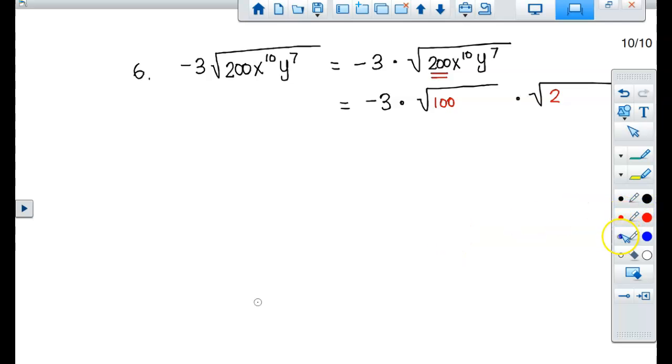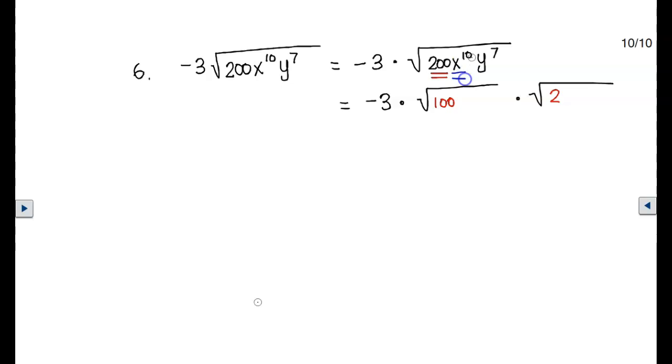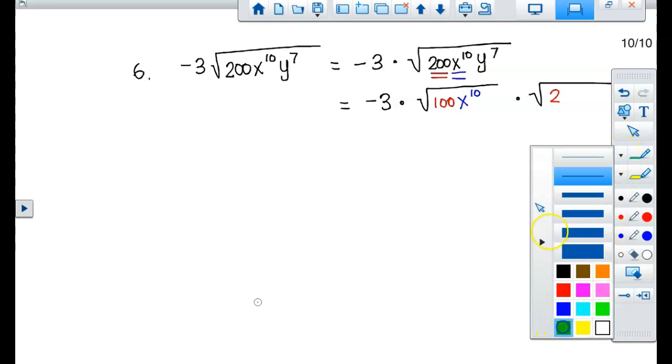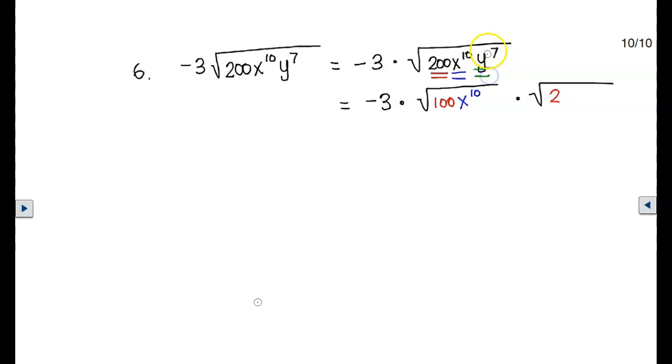All right, on to the variables. x to the 10th has an even exponent, so he is a perfect square already. So you'll put him with the 100. And then finally, our y to the 7th, not a perfect square because this is not even. Get the biggest even number you can from that exponent. The biggest even number you could get would be a 6. So for y to the 7th, we're going to put y to the 6th in here. And then we would need y to the 1st in here so that we still have y to the 7th.